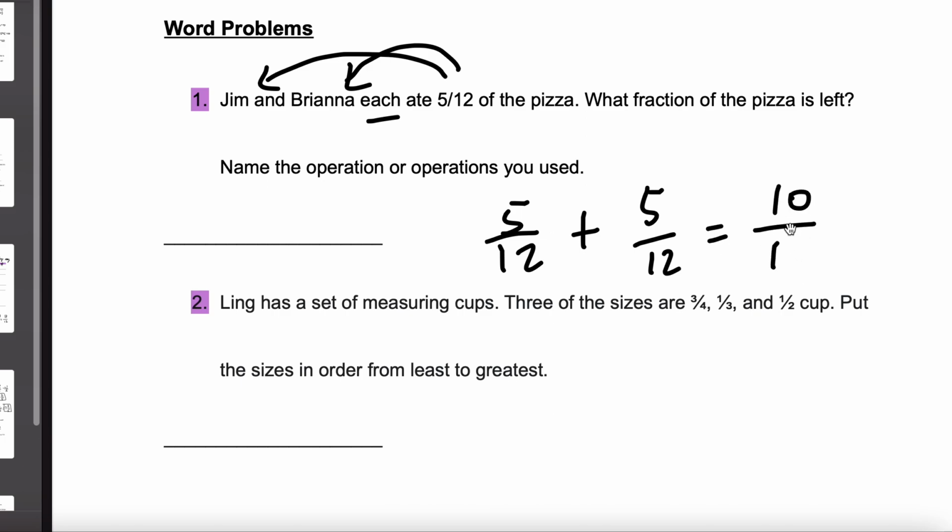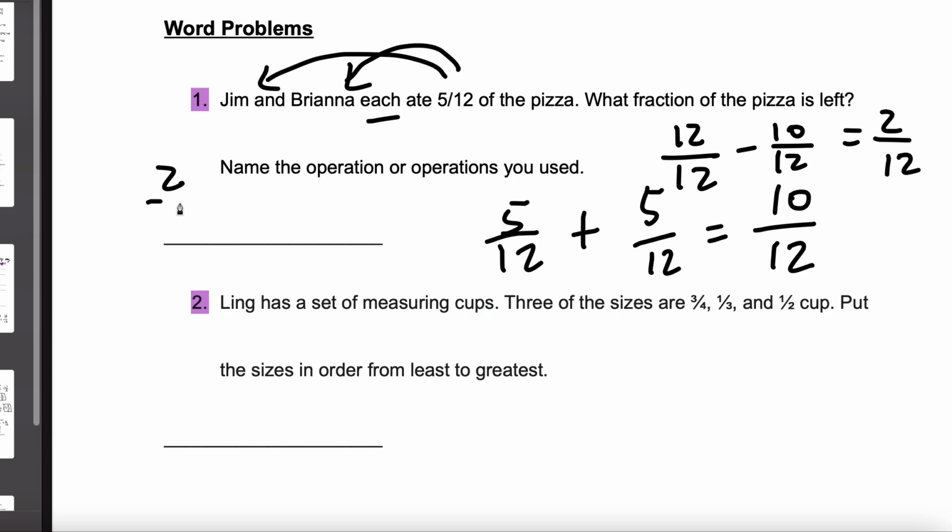So what fraction of the pizza is left? We're going to subtract this from 1 whole. So it's going to be 12 over 12 minus 10 over 12. And that gives us 2 over 12 is left. So we're going to put 2/12 and subtract. Or we could put addition. I'll just put add and subtract.